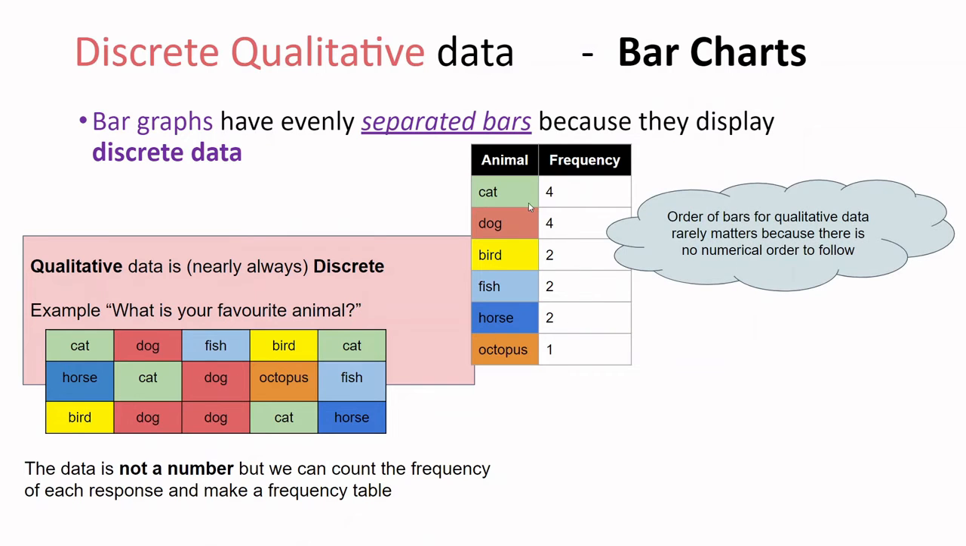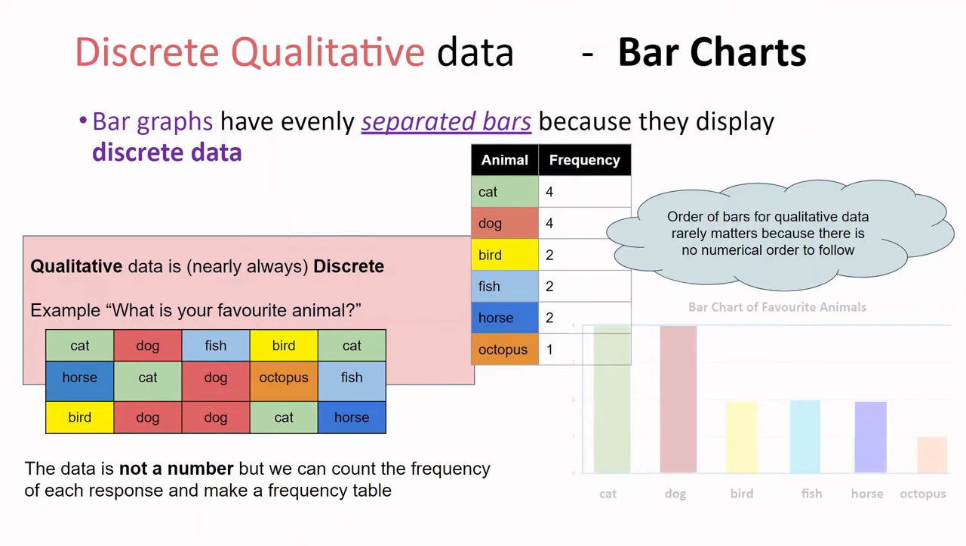The order that I put these animals in doesn't really matter for qualitative data because there is no numerical order that I need to follow for cat, dog, bird, fish. Who knows what order they need to belong in? I have no logic I need to follow. So I'm going to go ahead and draw my bar graph now.